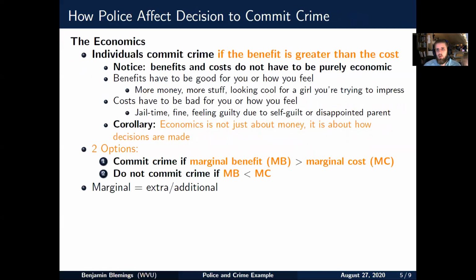So as somebody considering committing a crime, you have two options. You can commit the crime if the marginal benefit is greater than the marginal cost, and you don't commit the crime if the marginal benefit is less than the marginal cost of crime. And I'm bringing up this word marginal because it's very important in economics to think about the additional unit, or the marginal unit, of crime. So an example would be, you've spent 5 minutes watching this video. Is the 6th minute, the marginal minute, the next minute, more worth it than the cost of watching?